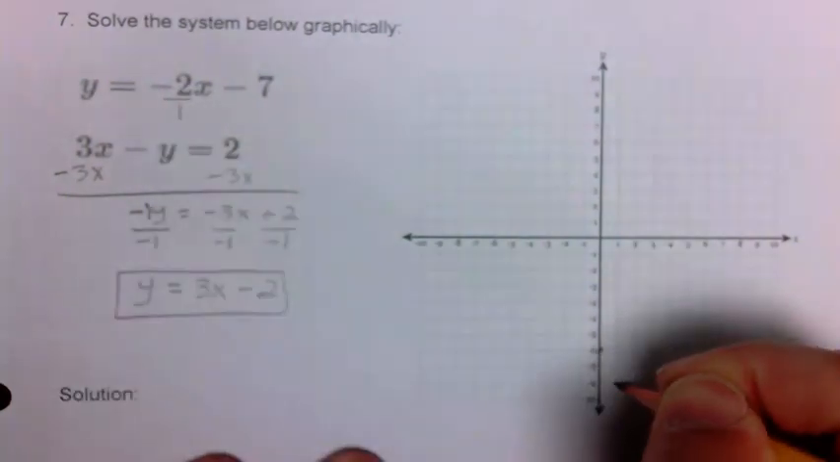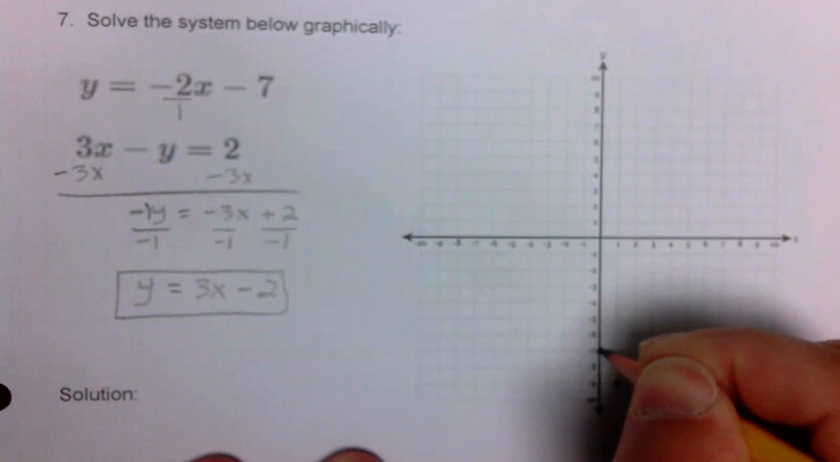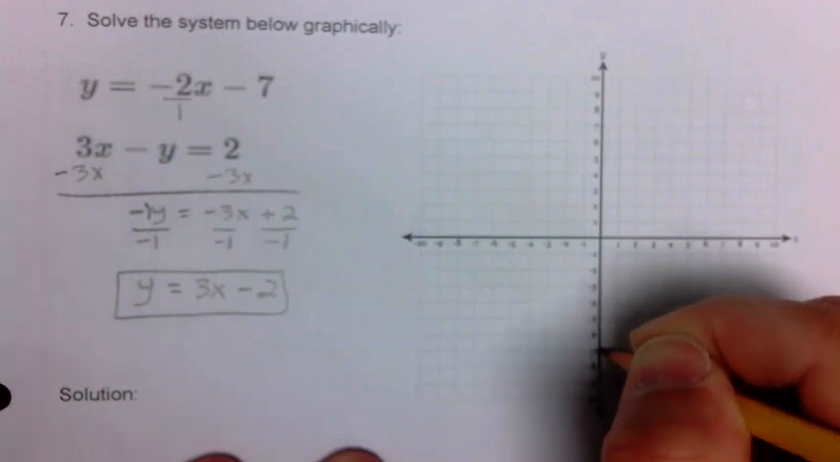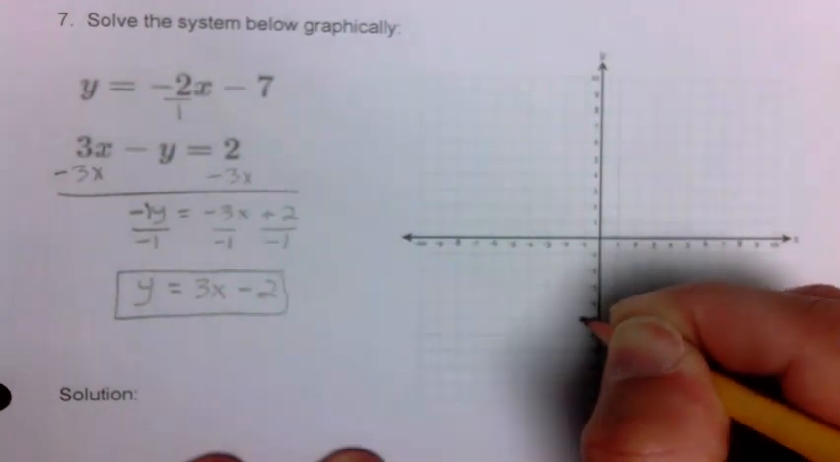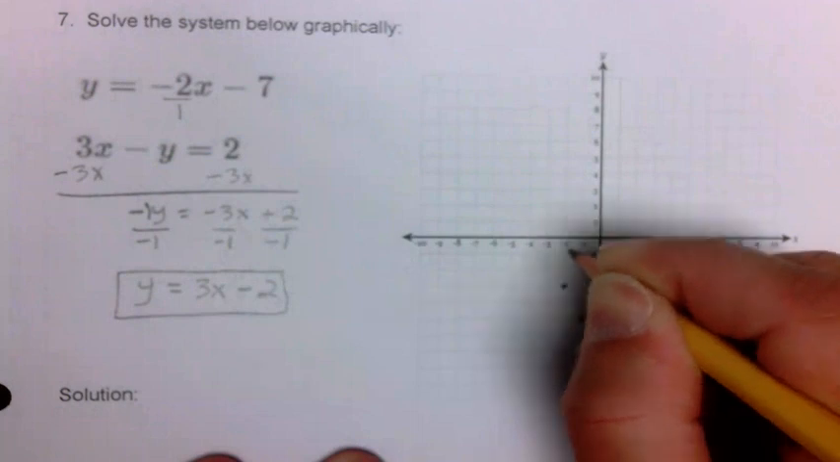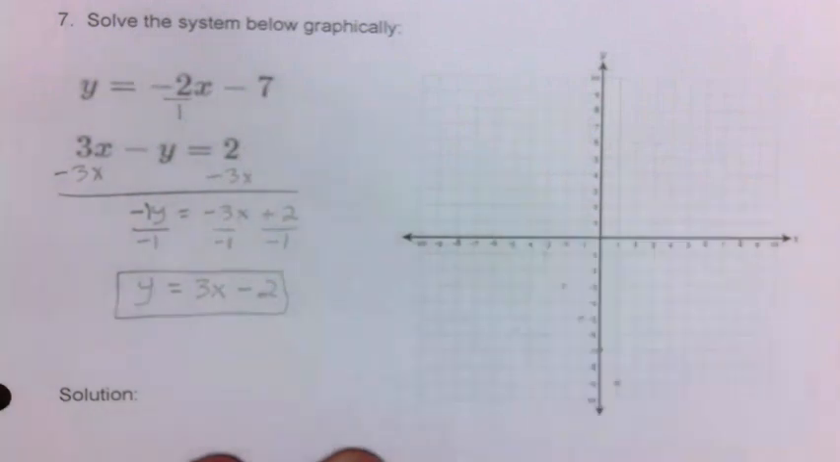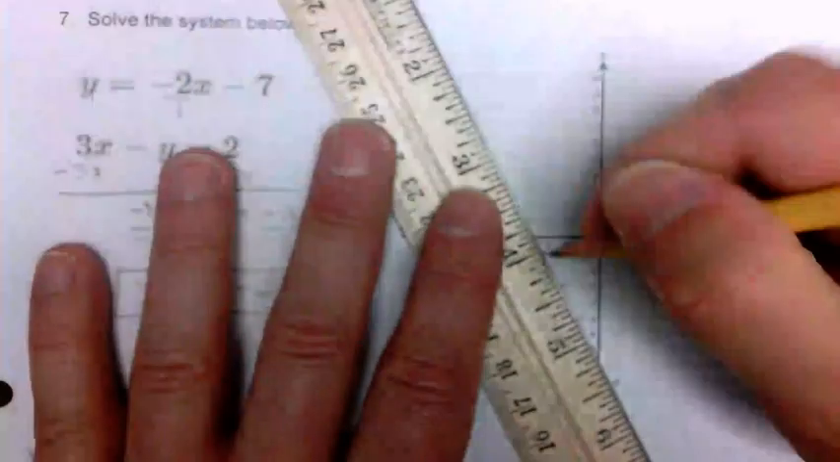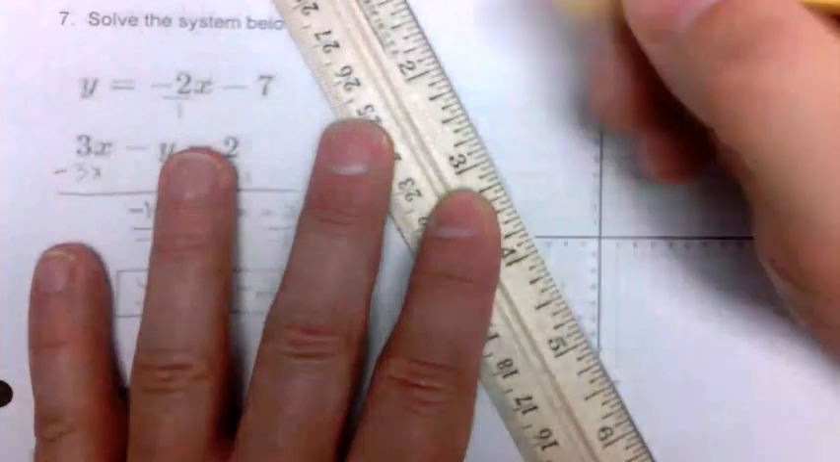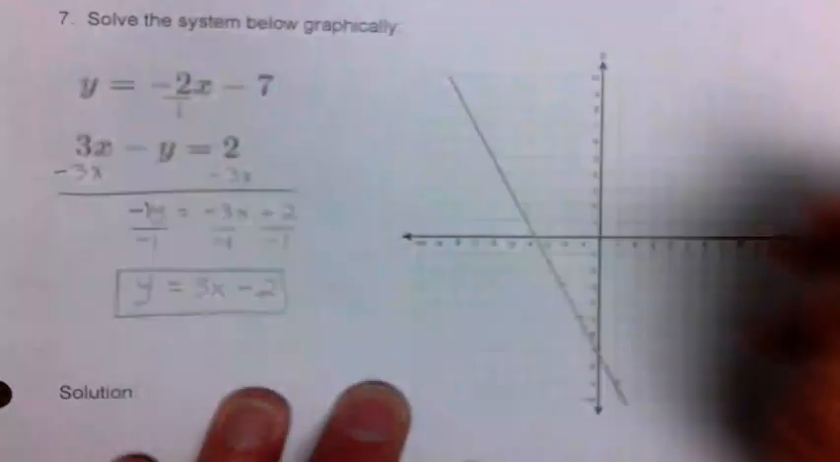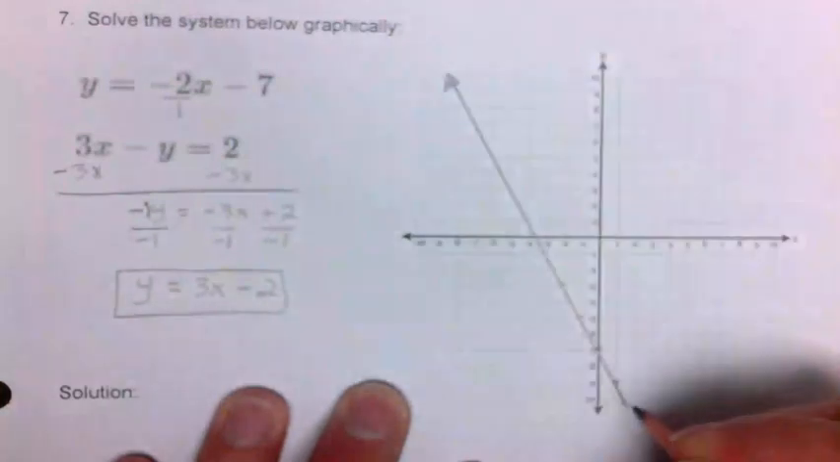Down 2 to the right 1. And again, I'll go back to the y-intercept and do that in reverse. I'm going to go up 2, left 1, up 2, left 1, up 2, left 1. And we have a bunch of points that we can now connect. And go ahead and connect those with the ruler. And there's our first line.